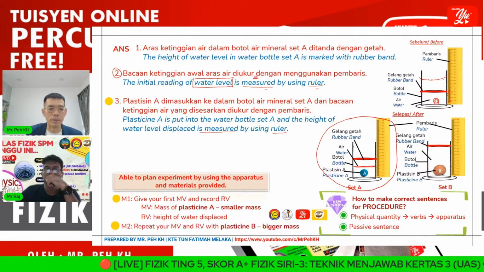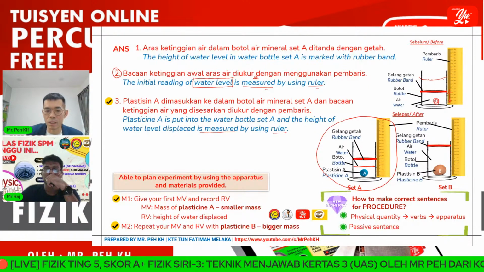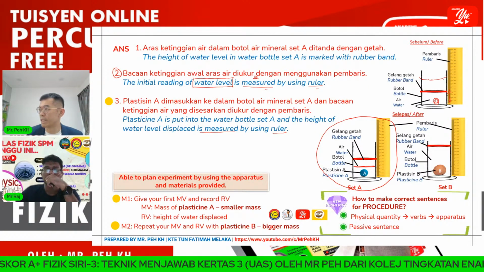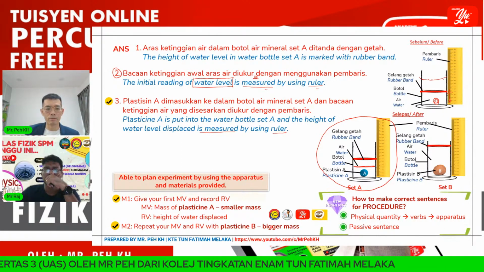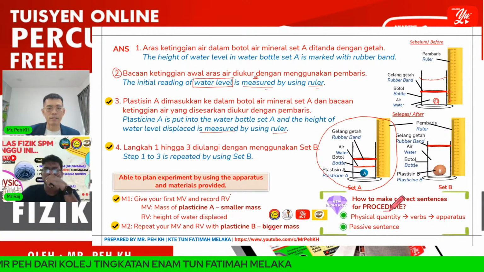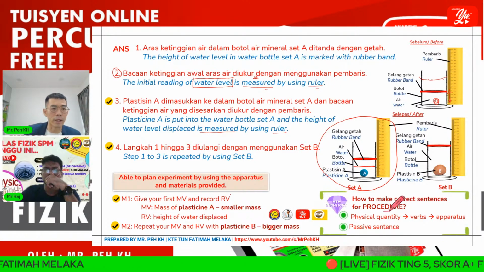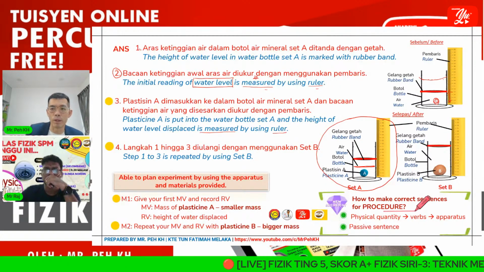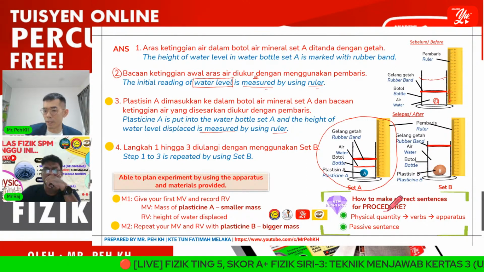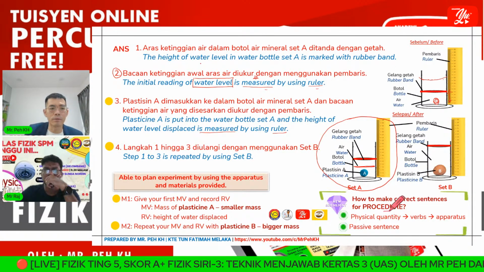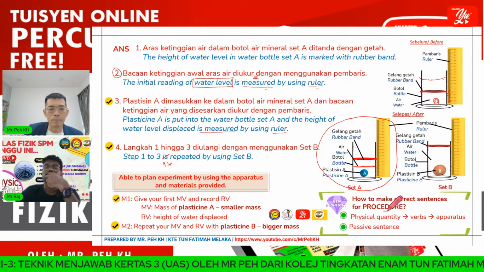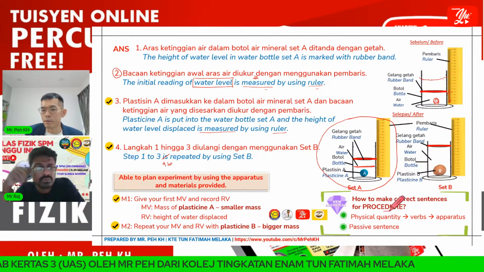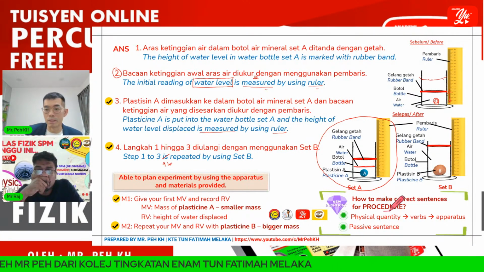Okay, then the second mark, they will repeat the experiment with plasticine B, which has a bigger size, or mass. Okay, so here, the sentence will be just steps 1 to 3. Actually step 1 is for 1 because we have separate sets of A and B. So steps 1 to 3 are repeated by using set B. So this will be 2 marks for this question actually.